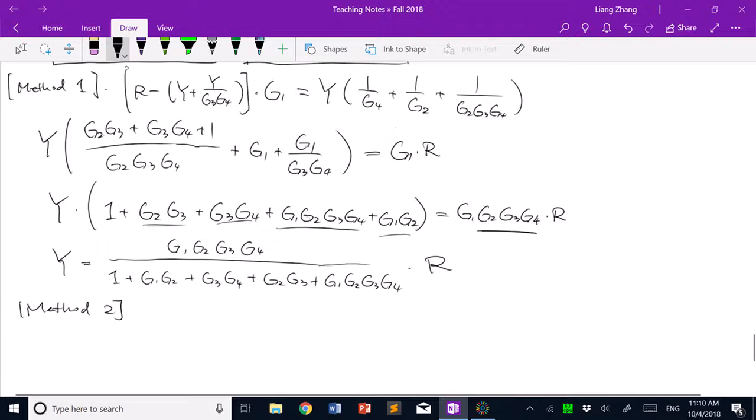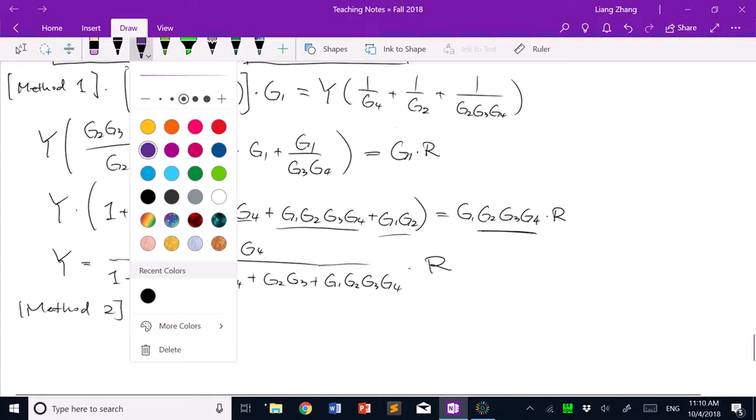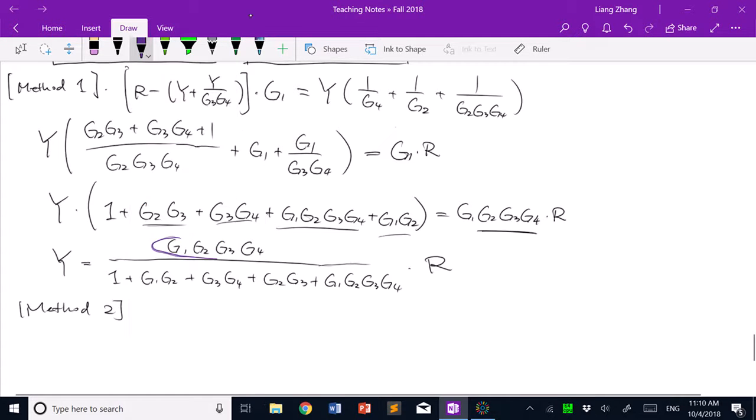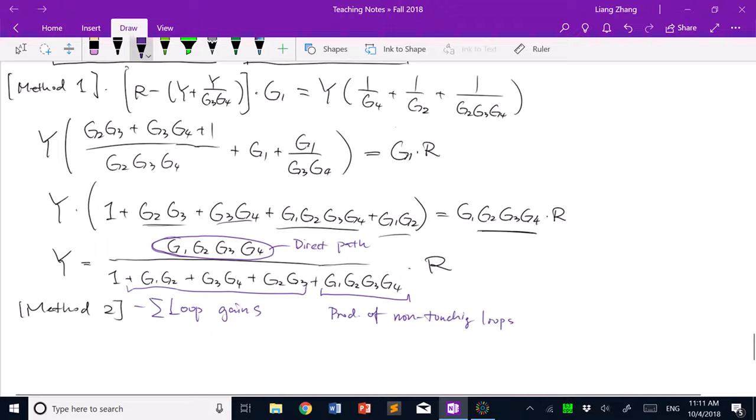So if we follow Mason's rule clearly and accurately, we must be able to... in that case, this is your only direct path. Okay. Loop gains. So of course, let me put the minus sign because all of them are negative numbers.